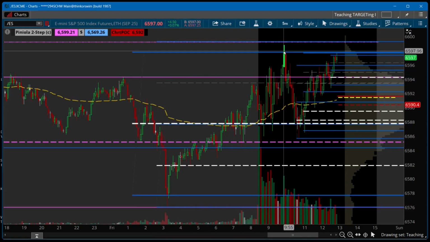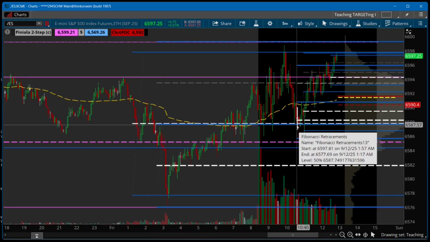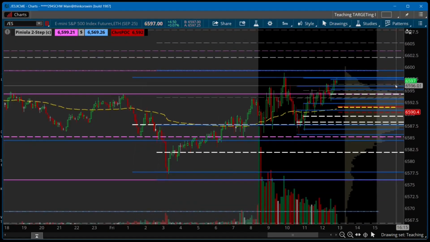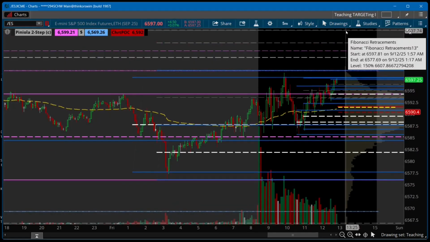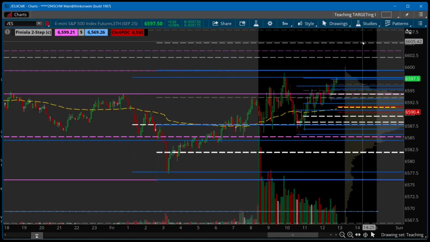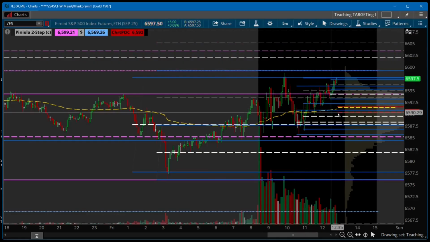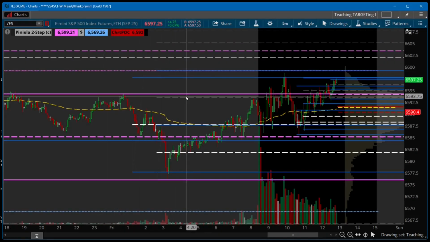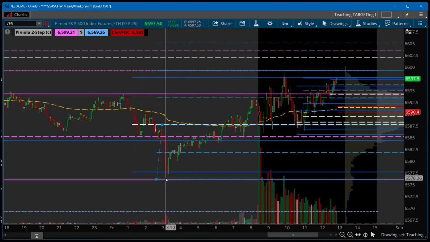This move right here back to the 0.5 is a 1.5 move, which would take it to 6607.8. We still got lots of resistance sitting in between the two, this being a major one right here. Yesterday's value area high, along with the 2.0 from this move, which we may have already considered that tagged.